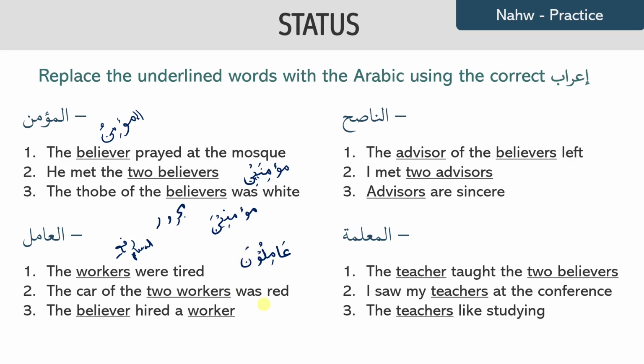The car of the two workers was red. Again, this is the word after "of", which means that the two workers is going to be majroor. So that's going to be amilaini.